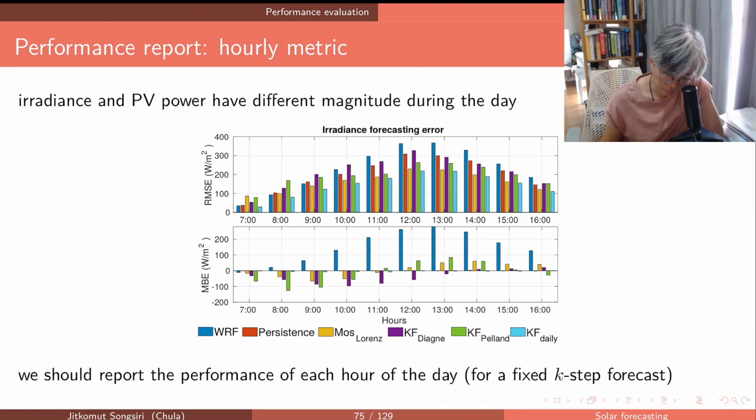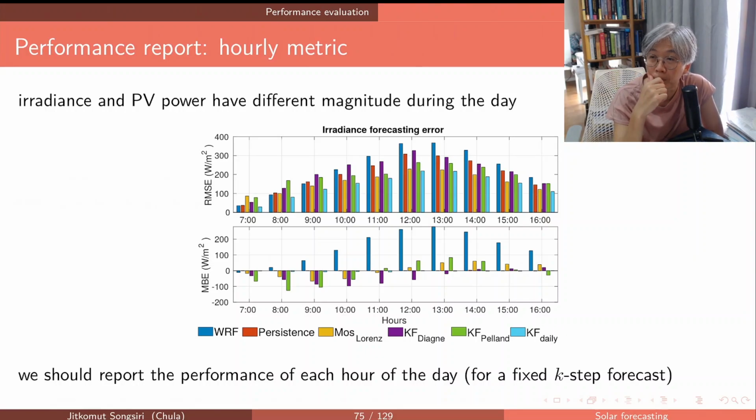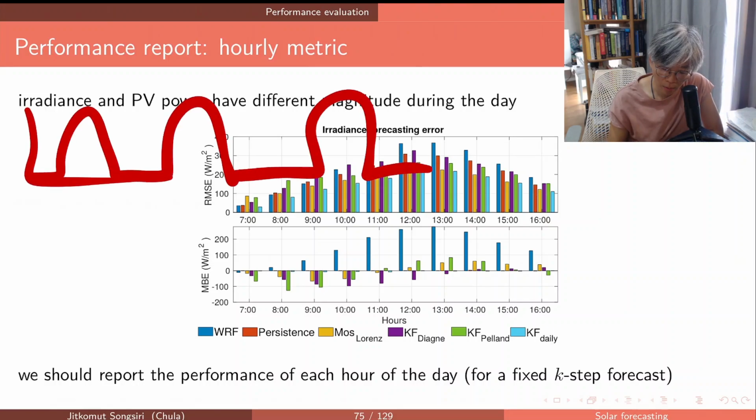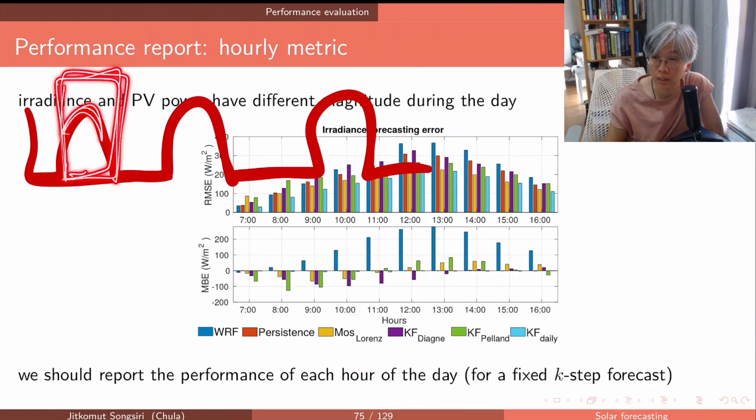Now I would like to explain a common way, a standard protocol, when you report the performance of a forecasting model in a renewable energy context. First, because the solar power magnitude varies over the day, according to the irradiance graph, it is lower in the early morning and afternoon, and at high magnitude during the day.